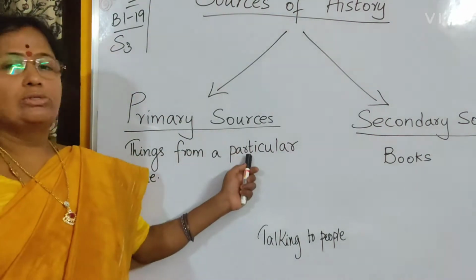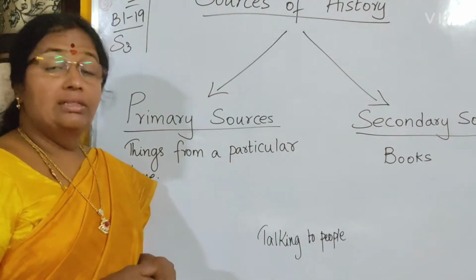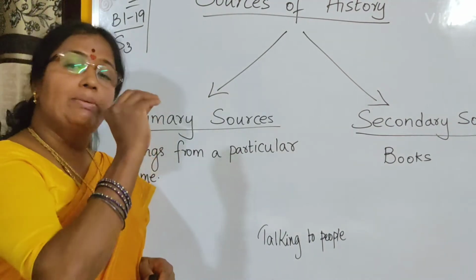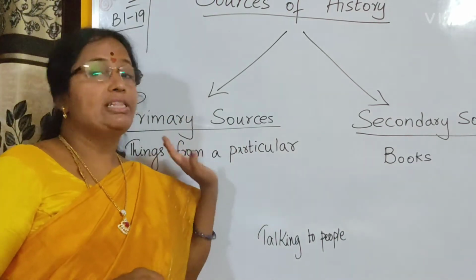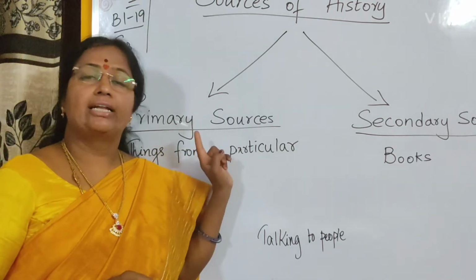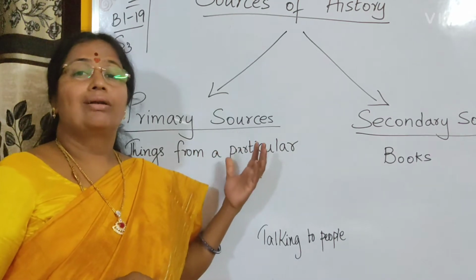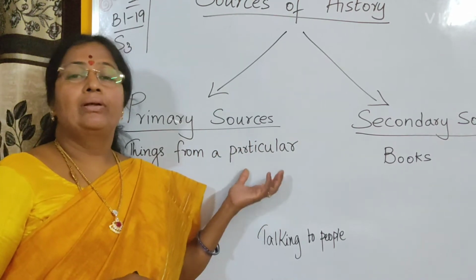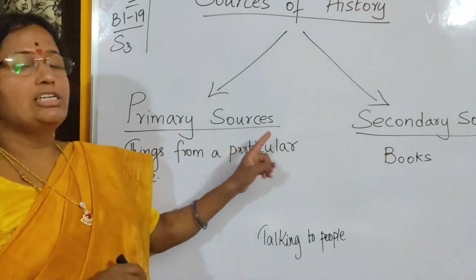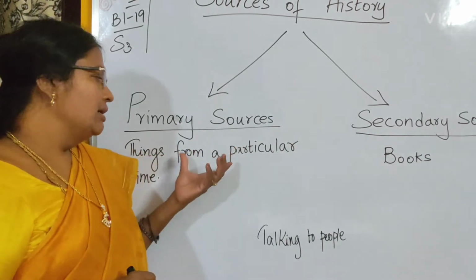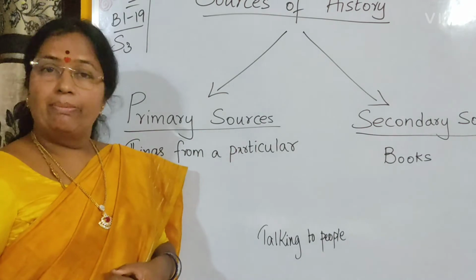What are primary sources? Primary sources are the things that belong to a particular time, that belong to the history. These things were used by the people in the ancient times, in the past, like the coins that were used in those times, or the pottery, or the vessels, or the metals that were used. These are called primary sources. So we can study these primary sources to learn about the people in those times.